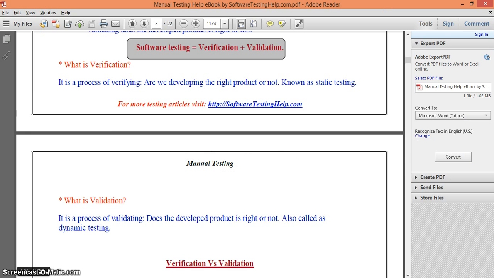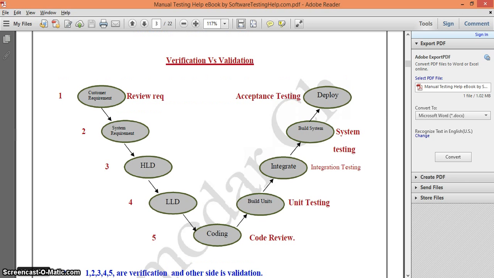Just to recap, we had discussed that software testing is verification plus validation. What is verification? It is the process of verifying whether we are developing the right product or not. And what is validation? It is the process of validating the developed product against the requirements and to ensure that it is right. So verification and validation. Now based on this, there is a testing model which we discussed last time. I hope you can recollect this model.